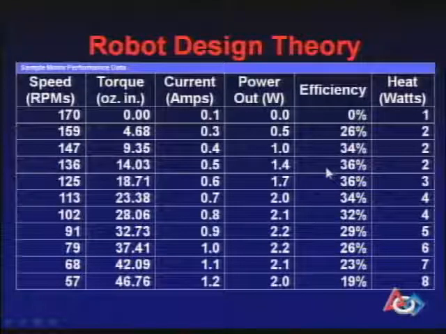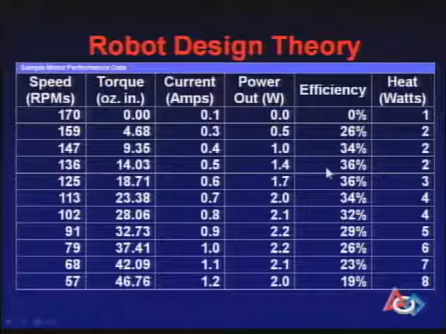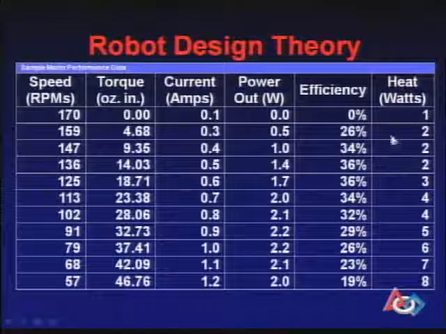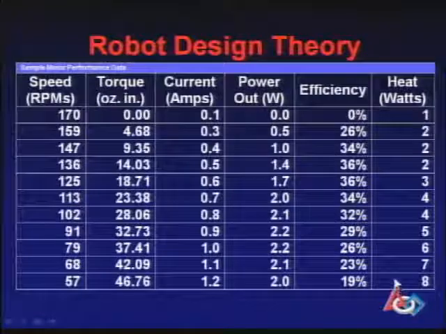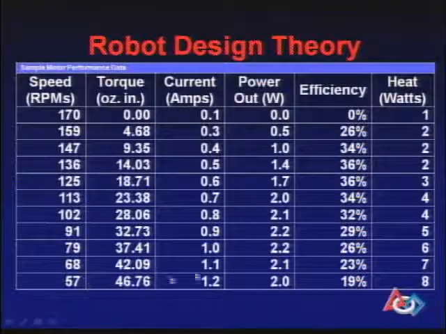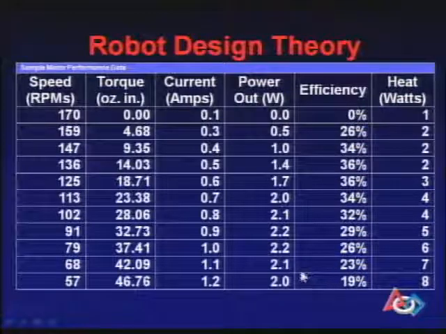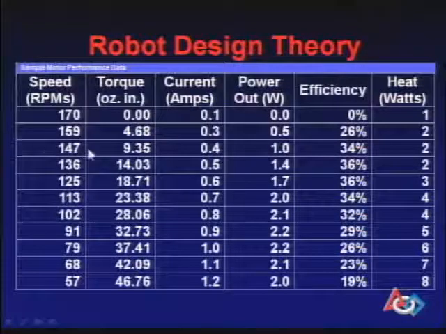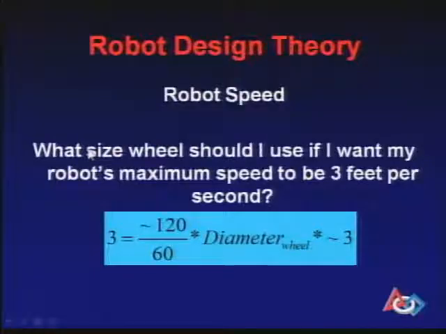Now, what happens to the rest, the other 44% of your power? It all goes into heat, which is this last column over here. And you see, as we go down and we're producing more and more torque, the heat being produced goes up and up and up. The reason this graph stops at 57 RPM is that on this motor, after you get below 57 RPM, you're producing so much heat that you're actually going to damage the motor. But anyway, this motor has a peak efficiency at about 120 RPM, so we're going to use that in our robot speed calculation.